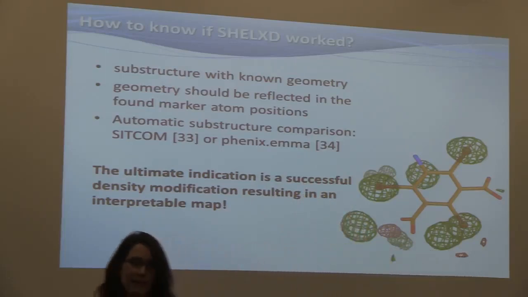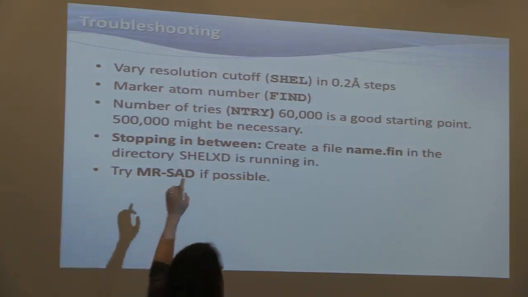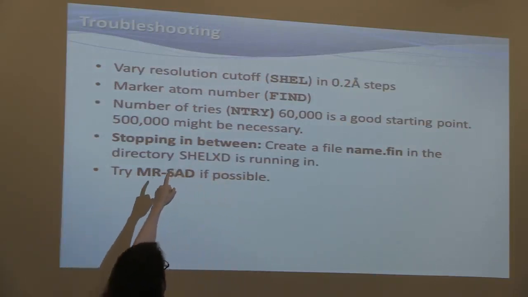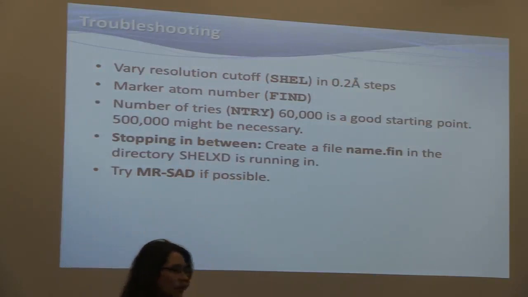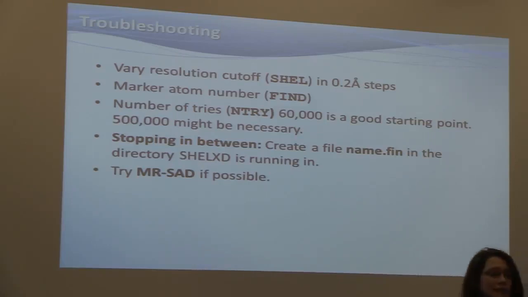But the ultimate indication is to run density modification and to actually get an interpretable map out of it. So if you're unsure, just proceed. And then at the end of SHELXE, you'll hopefully be able to tell whether it worked or not. If it doesn't work, vary the resolution cutoff, vary the marker atom number, do a lot of trials. Even starting from Patterson seeding, we need a lot of trials.